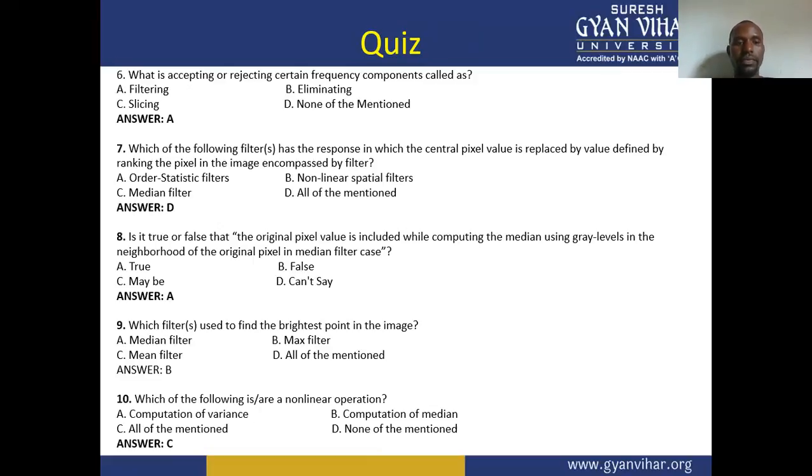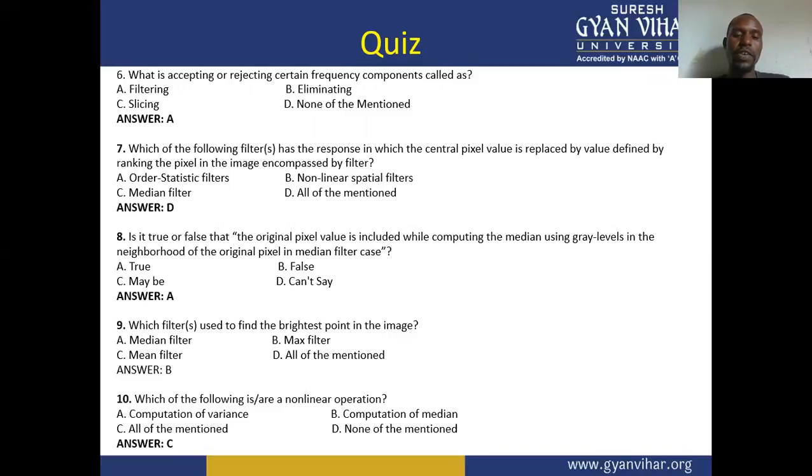Next question is, what is accepting or rejecting certain frequency components called as? That is what we have covered in today's slide. That is what we covered in slide number 2. Filtering is the process of accepting or rejecting components of an image. Filtering can include both enhancing the image by increasing or reducing the pixels, and if we do so, we can enhance the image, and one application is image restoration. So our answer is A.